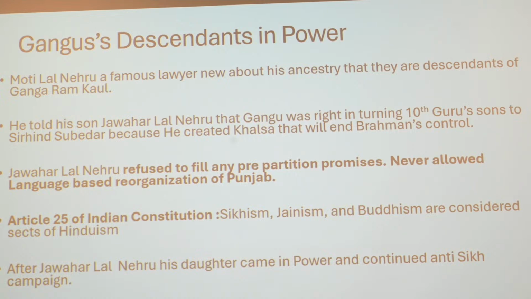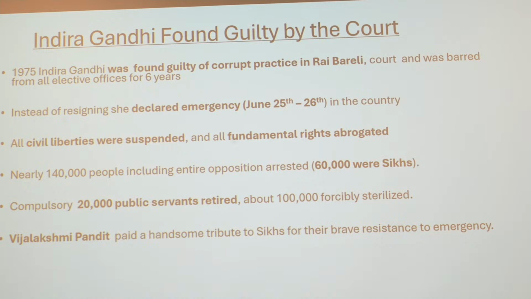So after Nehru, for a brief period, there was somebody else. Then Indira Gandhi came into power. In 1975, she was found guilty of corrupt practices in Raebareli by the High Court and suspended from any office for 6 years and supposed to go to jail for a week. Instead of resigning and accepting the verdict, she declared emergency on June 25th to 26th in the country, which lasted about 18 months. All civil liberties were suspended, all fundamental rights were abrogated.